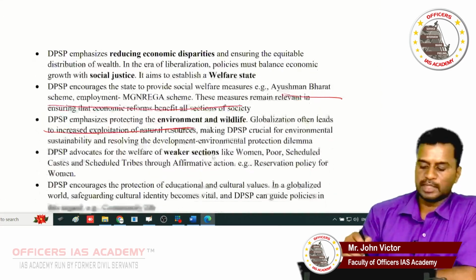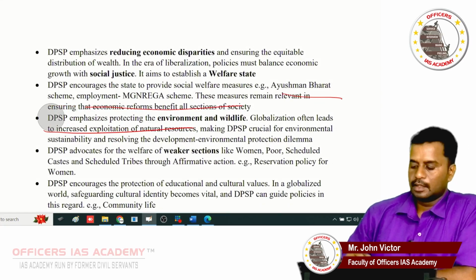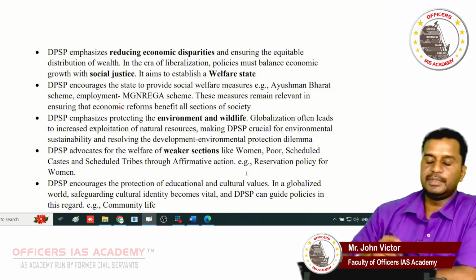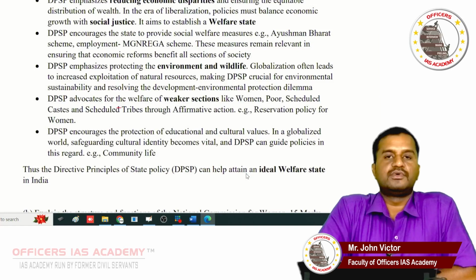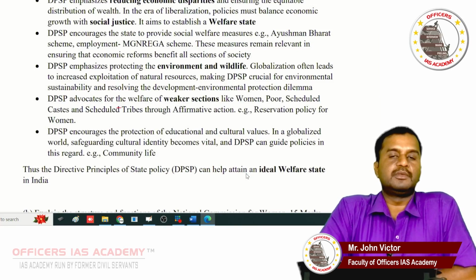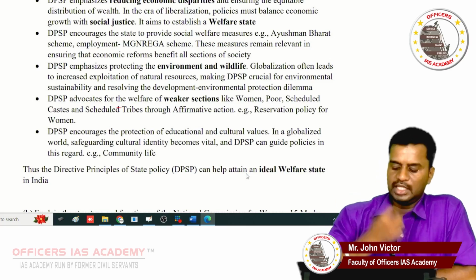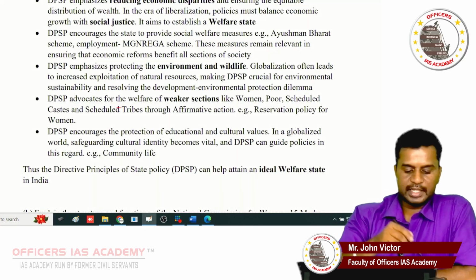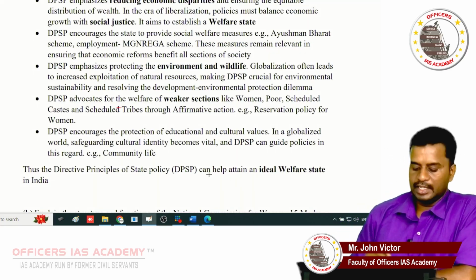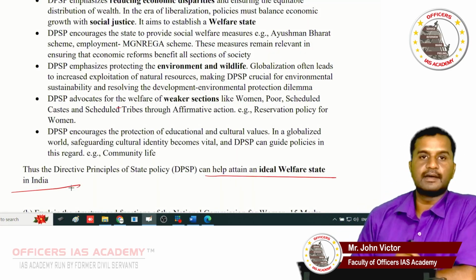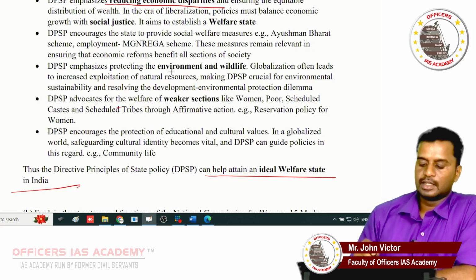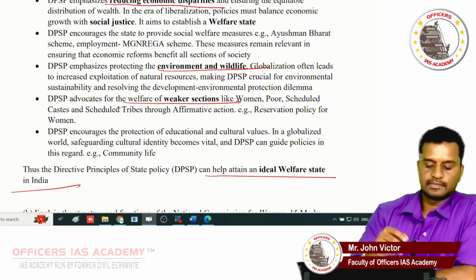You can further give points from the current perspective. Even today, DPSP is highly relevant. In the era of LPG, there is heavy inequality in India. Social justice still needs to be taken to many sections of society. So DPSP is still relevant. So in the answer, say that DPSP can help attain an ideal welfare state in India, reducing economic disparities, protecting environment and wildlife, and promoting the welfare of weaker sections.